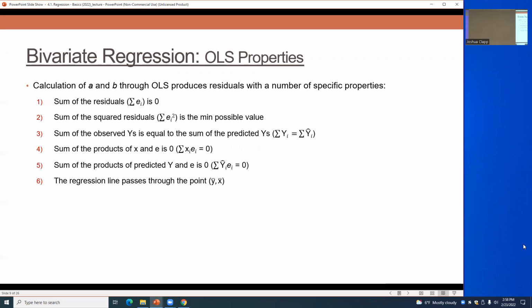The sum of the products of my predictor and my errors is going to be equal to 0, because some of my errors are going to be larger, some smaller. If I multiply those, I'm going to get some positive values, some negative values. If I sum that product together, it's going to be equal to 0. The sum of the products of the predicted y's and my errors is also going to be 0. And by definition, my regression line will pass through the point mean of X, mean of Y. If I find the mean of X and the mean of Y, my regression line will pass through that point.